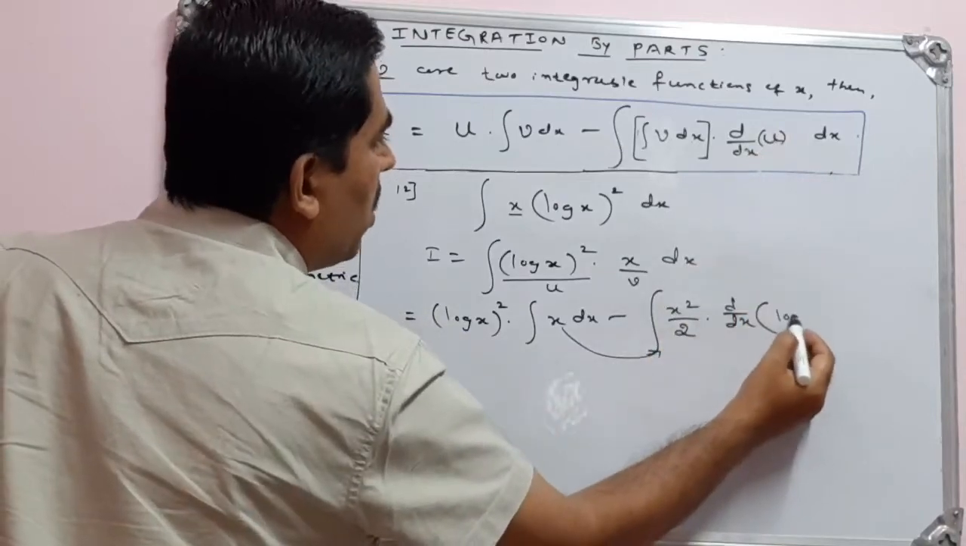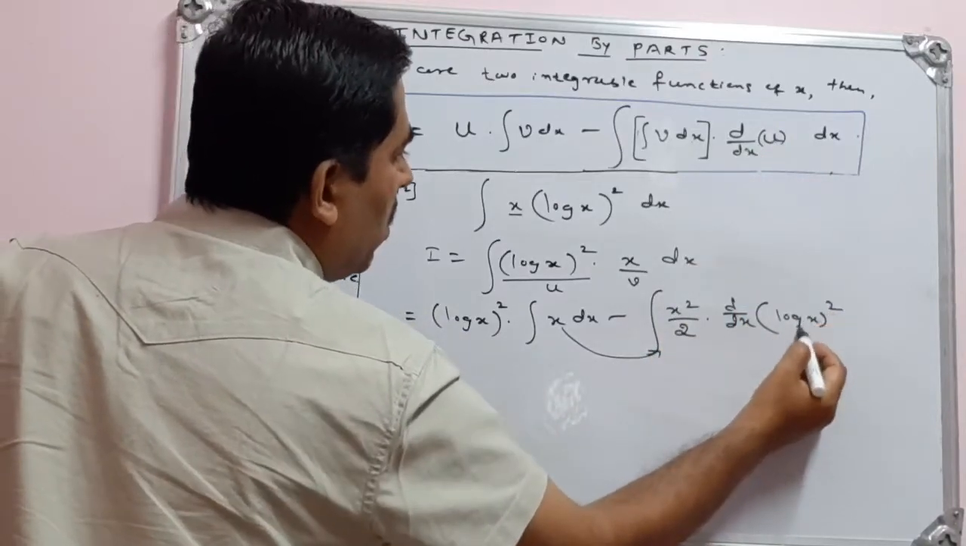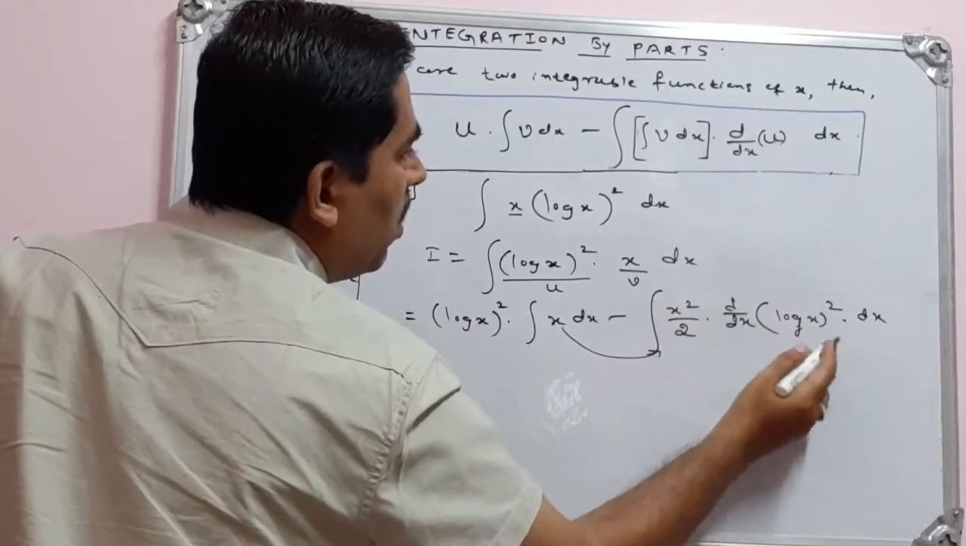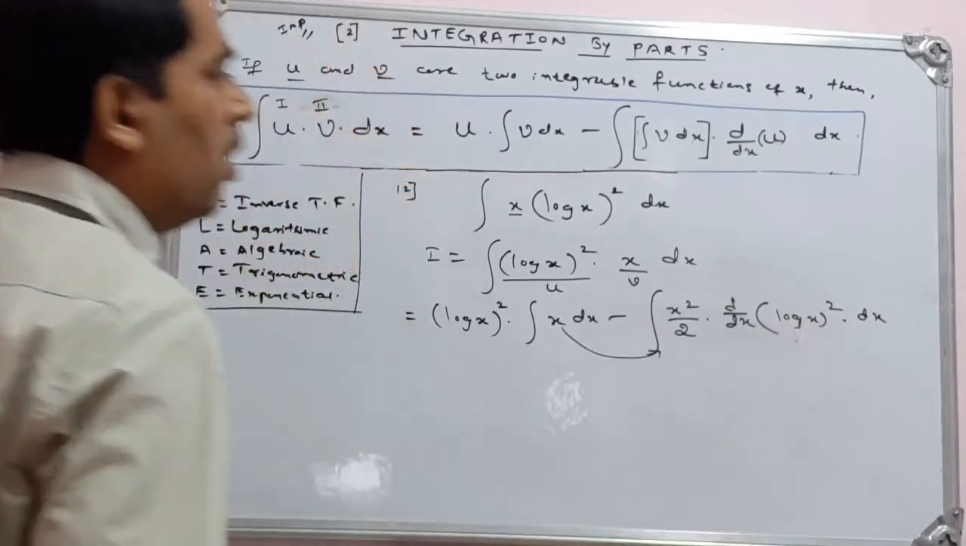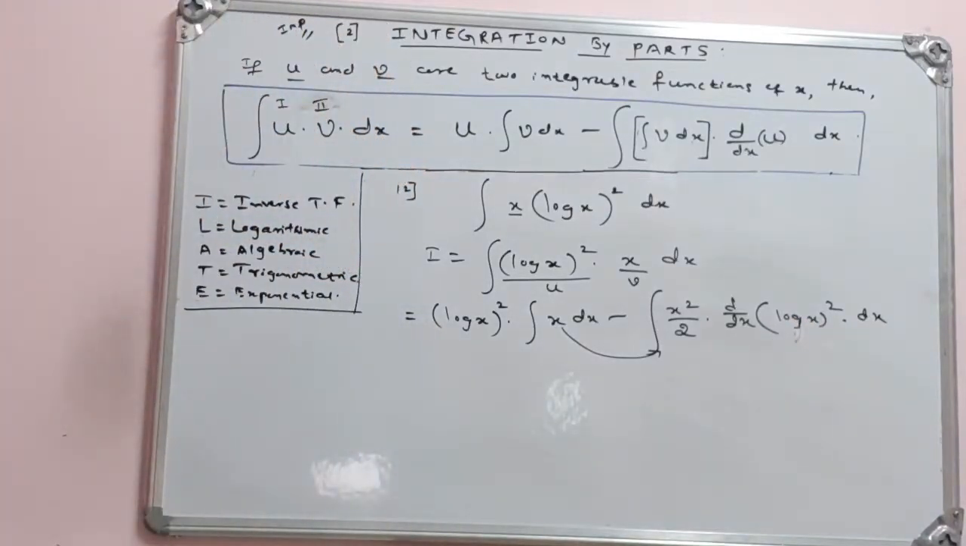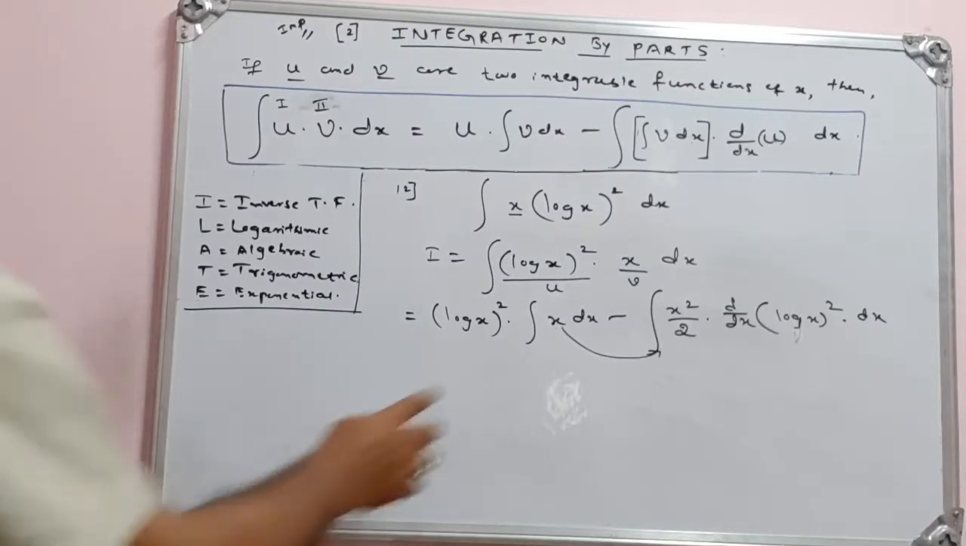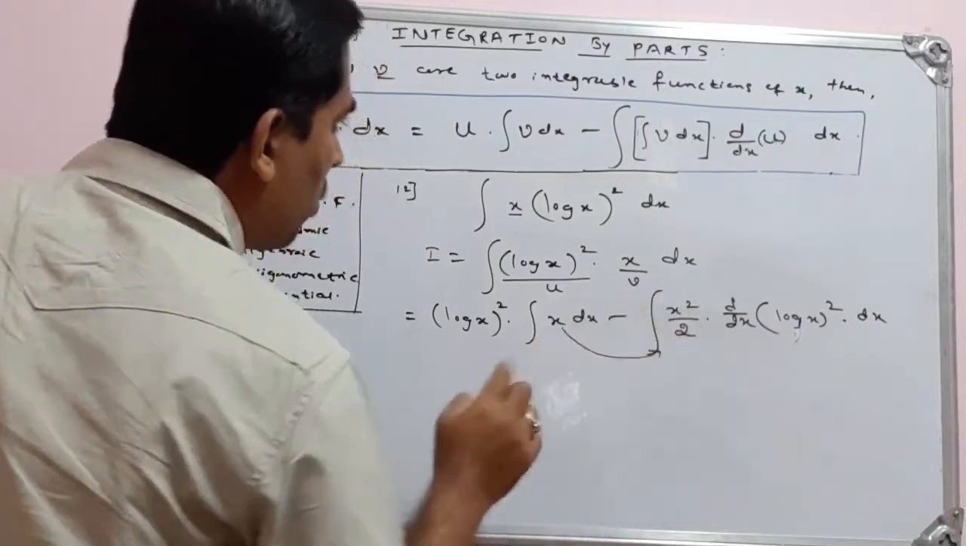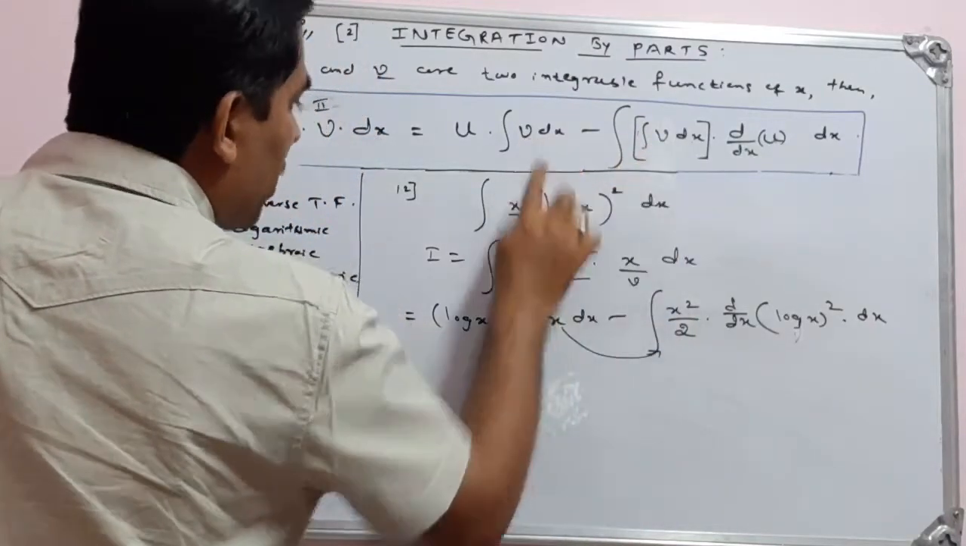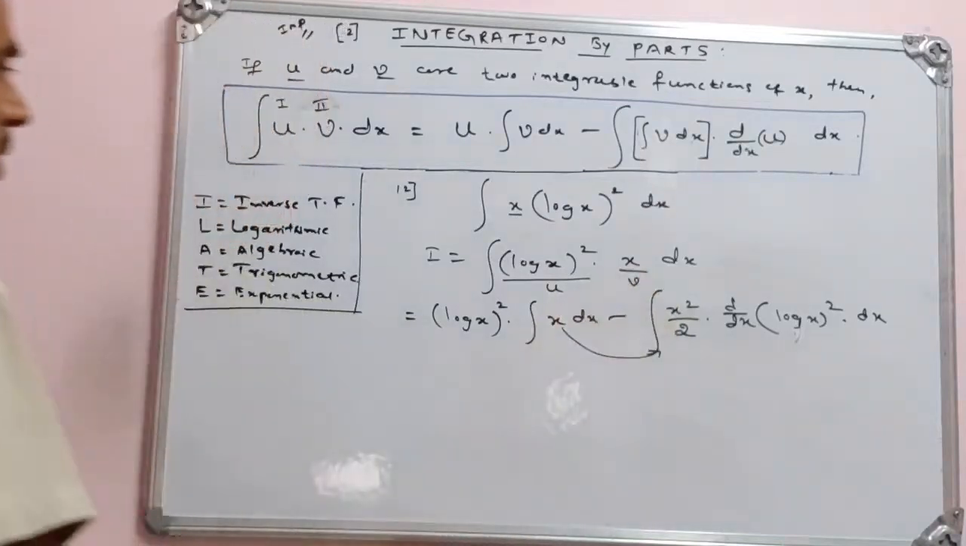What is my first function? Log x whole square into dx, derivative of first function. So note down that first step carefully. See, this integration of x is what? X square by 2. So integration of v, integration of x is x square by 2.